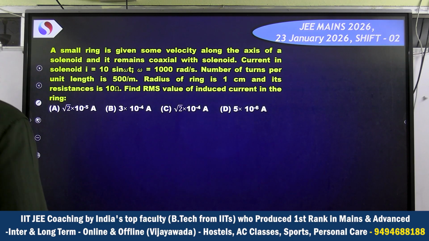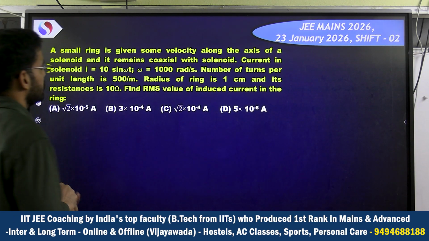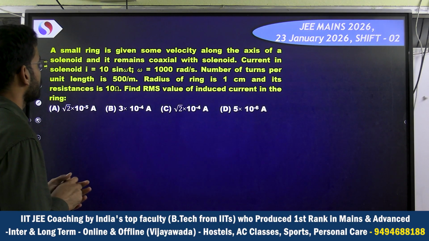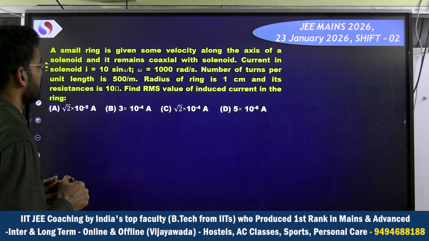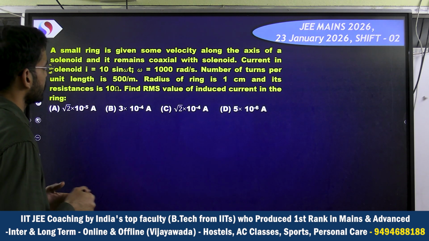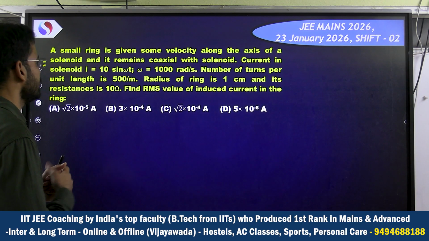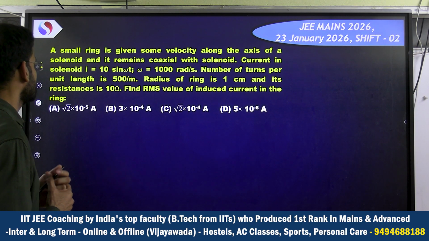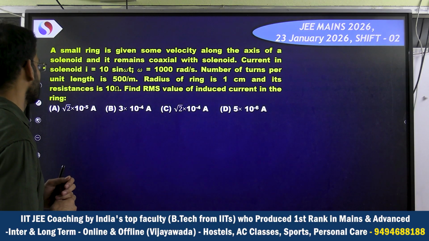A small ring is given some velocity along the axis of a solenoid and it remains coaxial with the solenoid. Current in the solenoid I equals 10 sin omega t, omega given. Number of turns per unit length is 500 per meter. Means number of turns per unit length is given, that only we need. Radius of the ring is 1 centimeter and its resistance is 10 ohm. Find the RMS value of induced current in the ring.